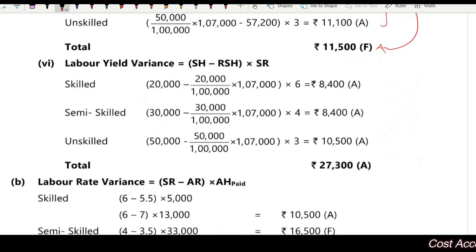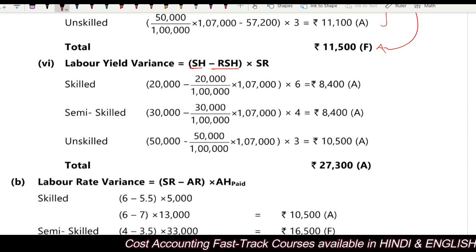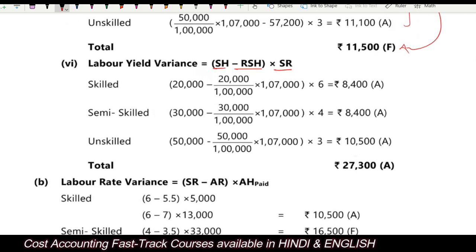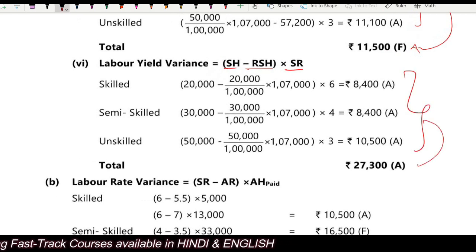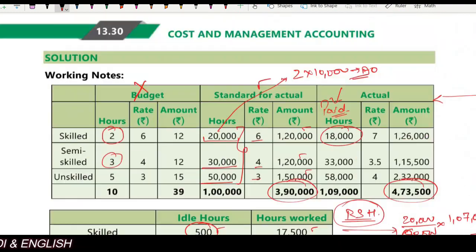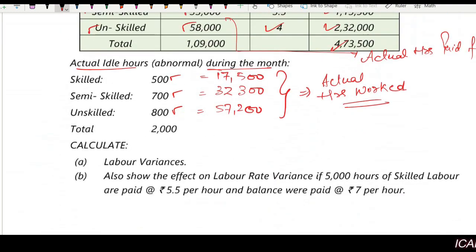After that, yield variance. In the yield variance, there is no role of actual hours. Right? So simply standard hours minus revised standard hours multiplied by standard rate. Clear? The net effect will be 27,300 adverse. So this was the first part where you were required to calculate all the labor variances.